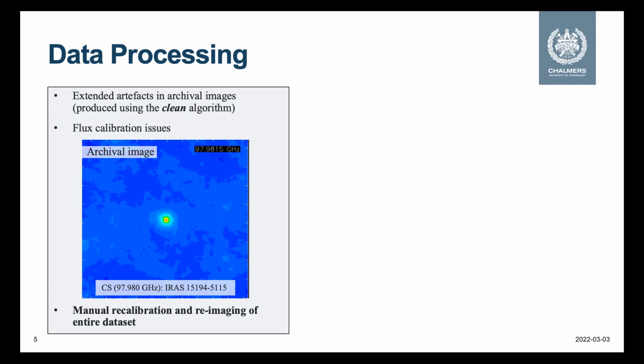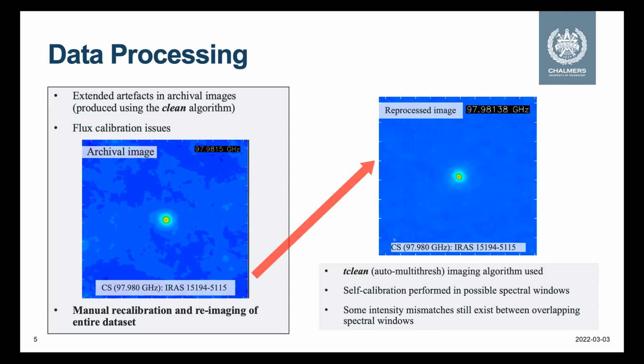Since this is Cycle 2 data, we had instances when the new pipelines even just refused to run on the data. So in the end, I had to do all the calibration and imaging manually with the support from the Nordic ALMA ARC node. And so we managed to reprocess. This is the same channel that you see here.